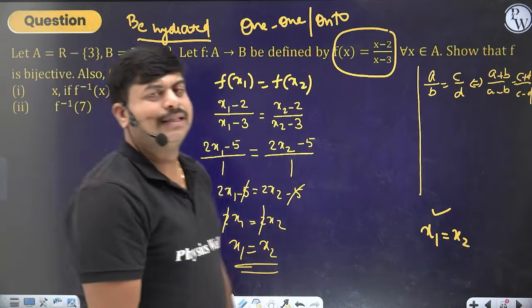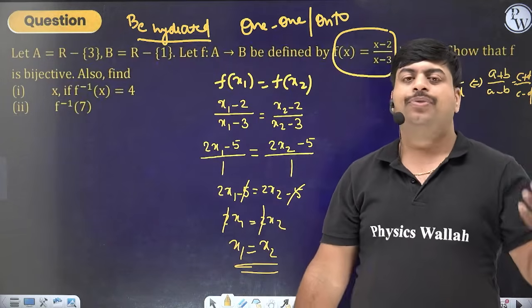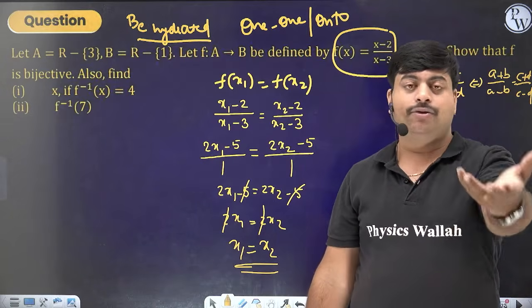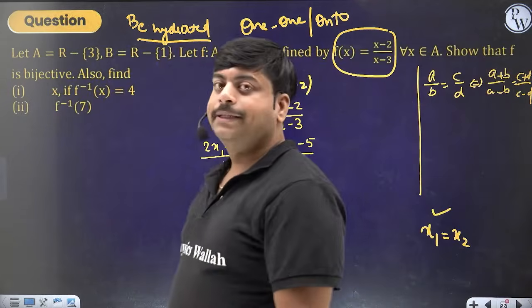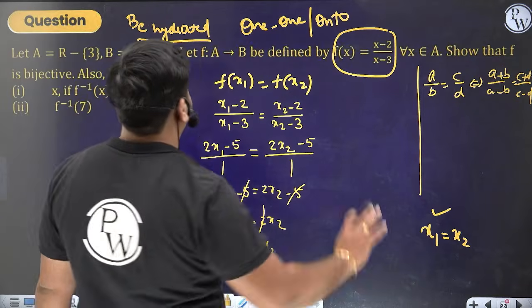You may say that this will come for every question. No, there are questions where you will not get this. For example, when you have squares, you cannot directly cancel out squares because sometimes you may have negative values. 2 square and minus 2 square are different. So in that case, you should be very careful. Okay, so we proved that it is one-one.